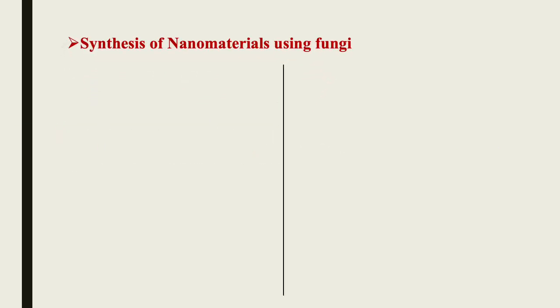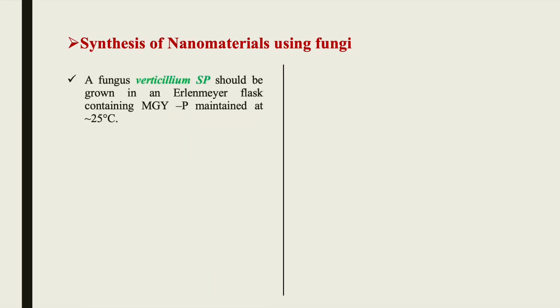So now we are going to see the synthesis of nanomaterial using fungi. Now we will think of a particular example, that is the fungus Verticillium sp. Using this fungus, how do we synthesize the nanoparticle? This should be grown in an Erlenmeyer flask containing MGYP, maintained at 25 degrees Celsius.